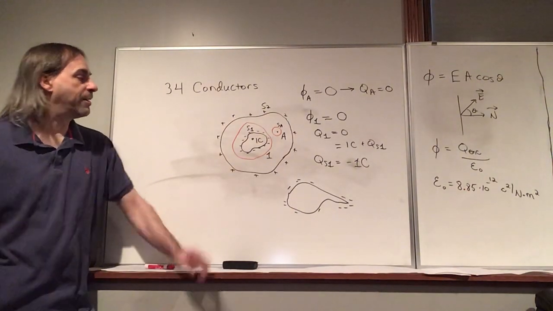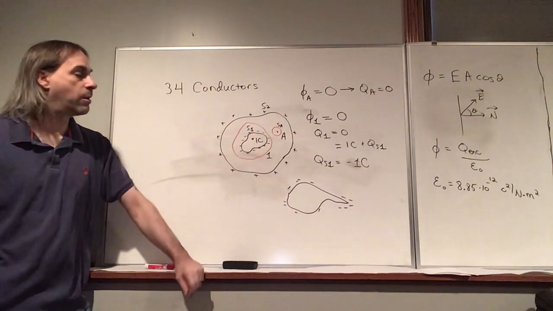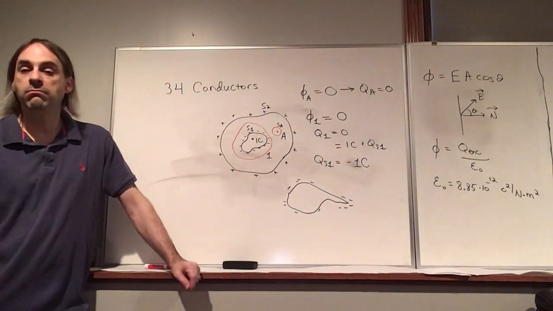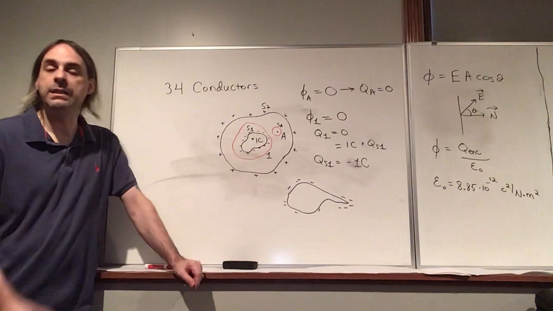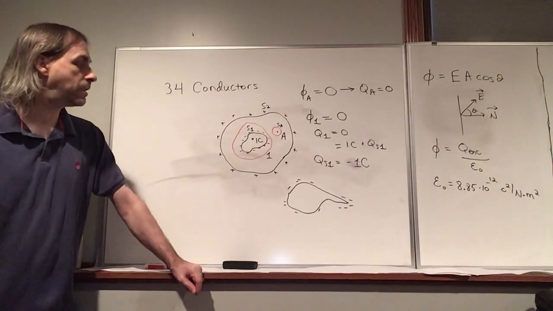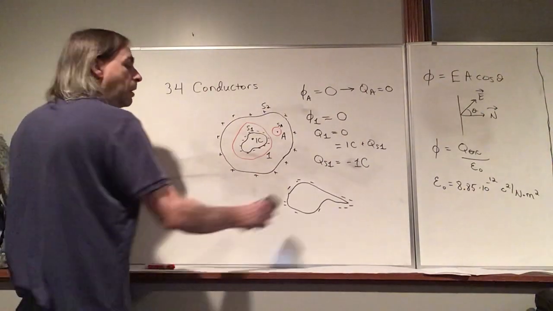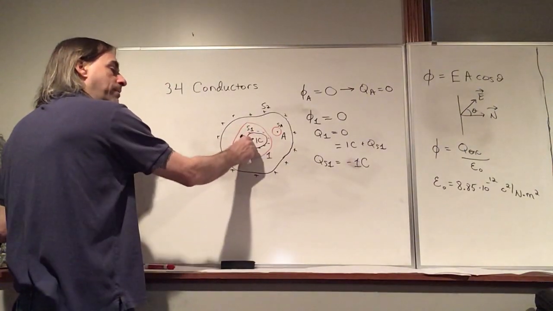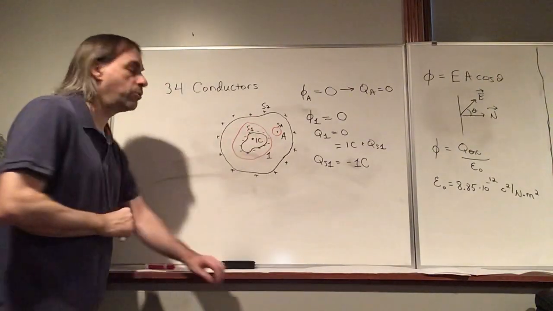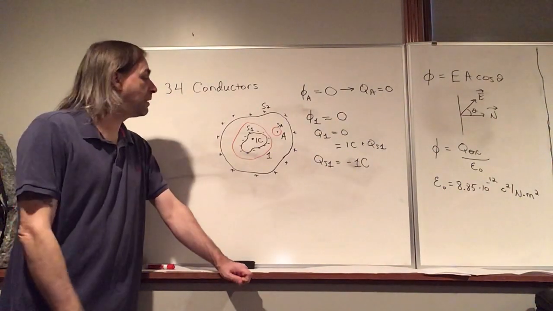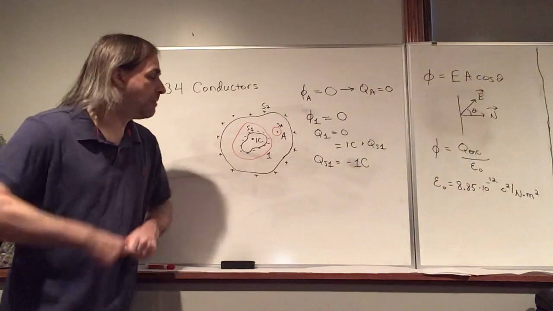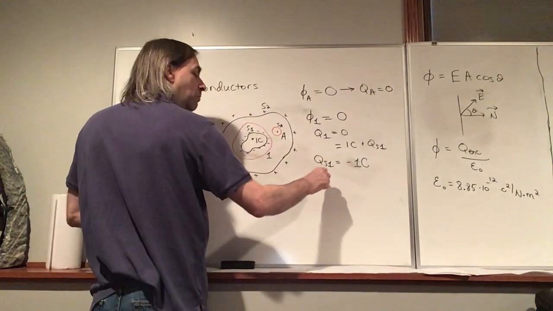But actually figuring out what it would look like, we're not going to get into that other than just saying it builds up on sharp points, not so much on flat surfaces. But we can say that however it distributes itself, if we have 1 coulomb inside, there's minus 1 coulomb spread out over the entire surface 1. Now what about the charge on surface 2?